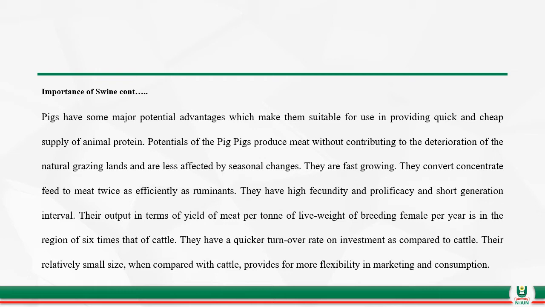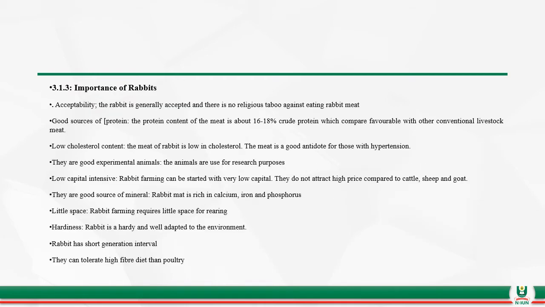Potentials of the pig in producing meat cannot be overemphasized. They are fast growing. They convert concentrate feed to meat twice as efficiently as ruminants. They have high fecundity and prolificity and a short generation interval. And indeed, they have other advantages over some ruminants.